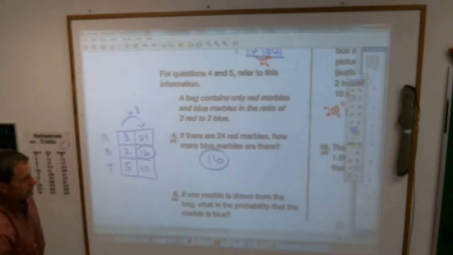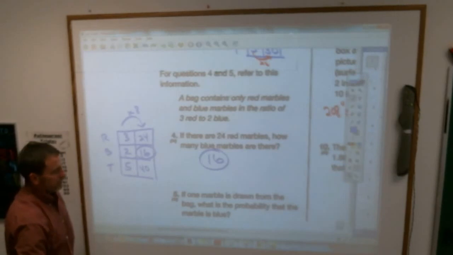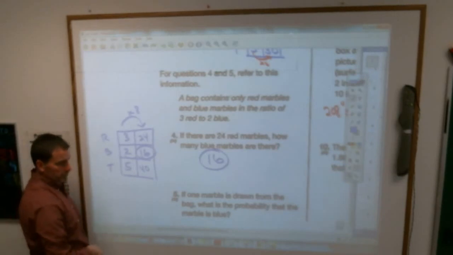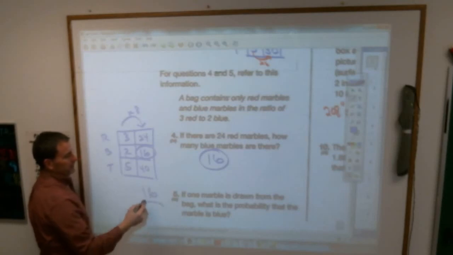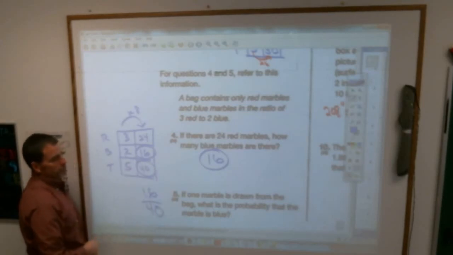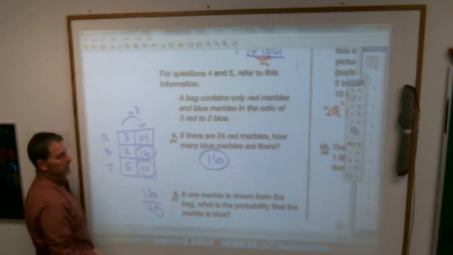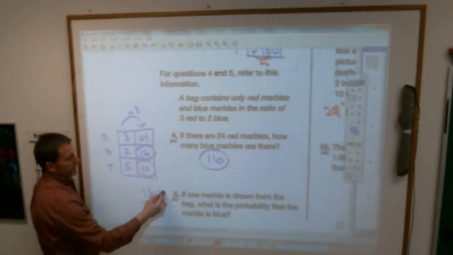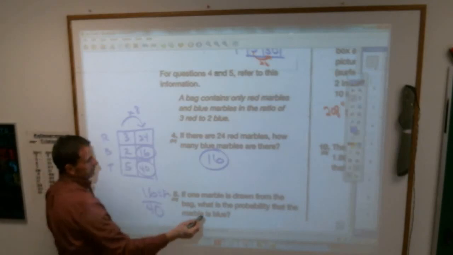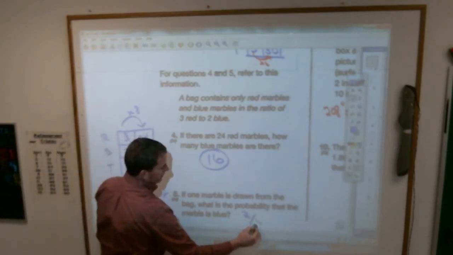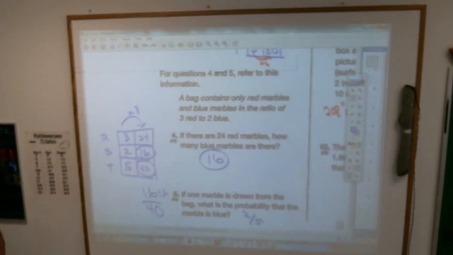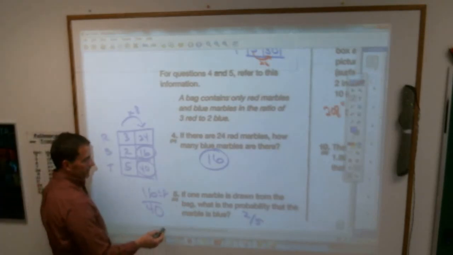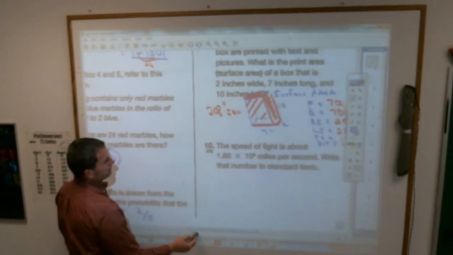If 1 marble is drawn from the bag, what's the probability that the marble is blue? Well, how many blue marbles do you have? 16. How many total marbles are in the bag? 40. That's your probability. It just needs to be reduced, divide top and bottom by 8, you end up with 2/5. You could draw the bag with 16 and whatever marbles, but that might get a little long and drawn out.